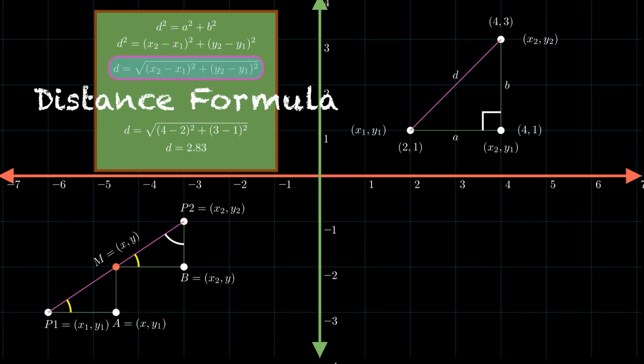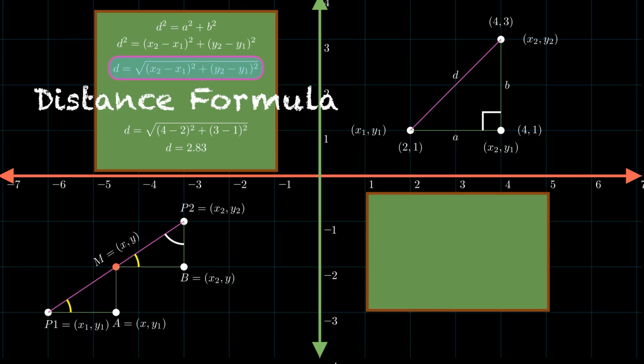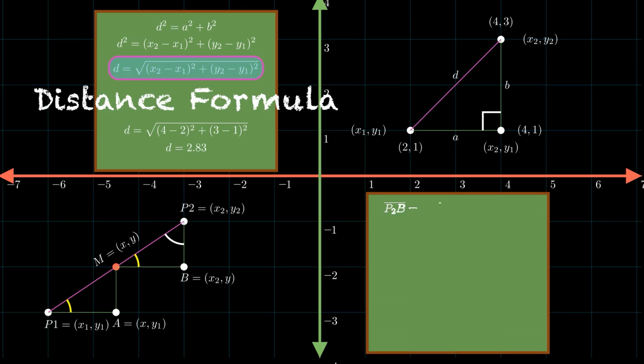Since 2 triangles are congruent, the distance between line segment P2B is equal to the distance between line segment MA. Similarly, the distance between line segment MB is equal to the distance between line segment P1A. Next, we can express the distances between the points in terms of the coordinates of the points like this. Pause the video here and make sure you understand how these distances are calculated.